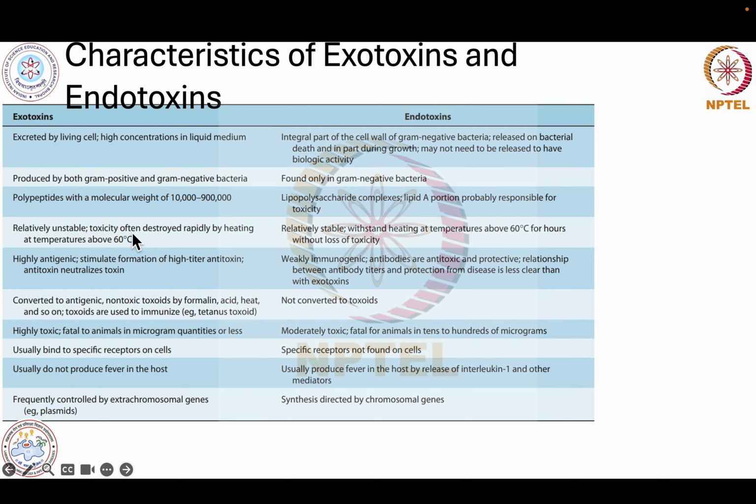Exotoxins are relatively unstable, and toxicity is often destroyed rapidly by heating. Endotoxin is relatively stable and withstands heating temperatures above 60 degrees. Exotoxin is highly toxic, fatal to animals in microgram quantities or less. Endotoxin is moderately toxic, fatal for animals in tens to hundreds of micrograms. Exotoxin usually does not produce fever, while endotoxin usually produces fever in the body.